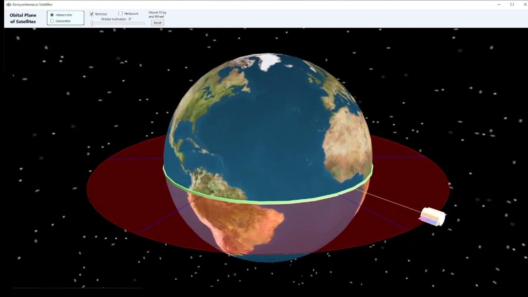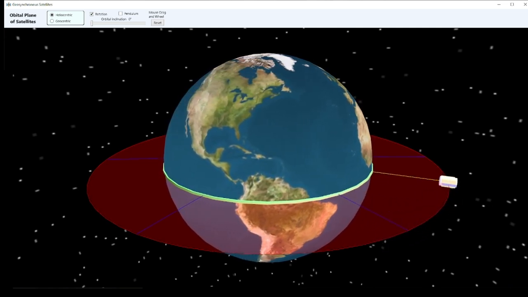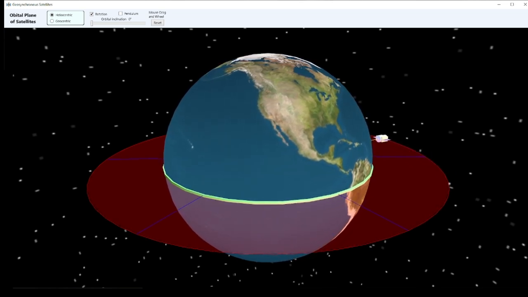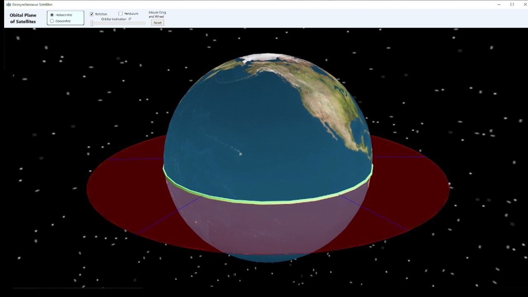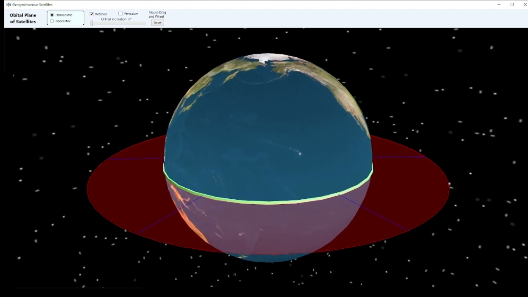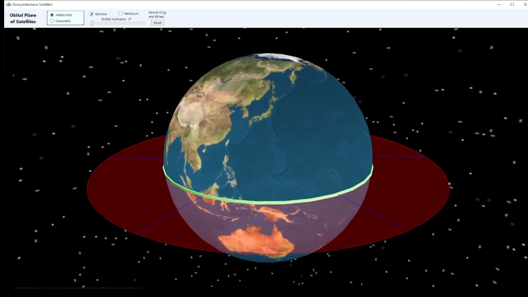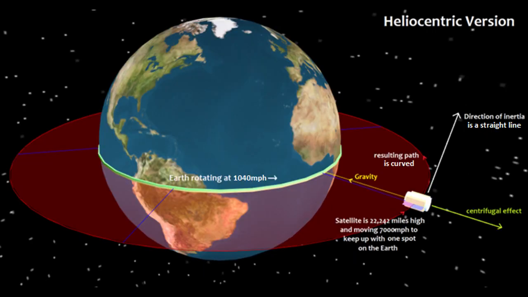Let's look, for example, at how the geocentric and heliocentric systems calculate the placement of geostationary satellites, otherwise known as weather satellites. As we know, the geostationary satellites are those that stay at one position over the Earth's equatorial plane. As for how this occurs for the heliocentric system, they first must incorporate the rotation speed of the Earth, which is 1040 miles per hour at the Earth's surface.